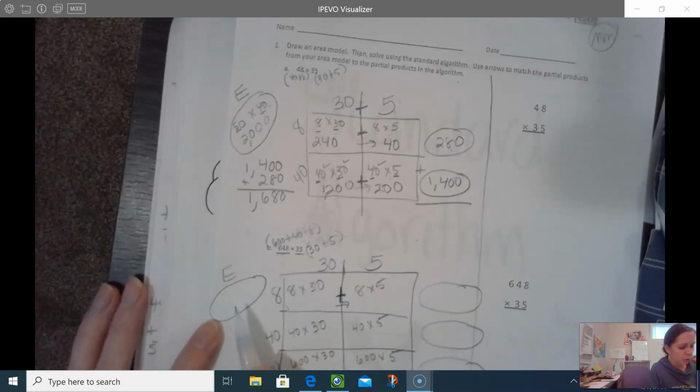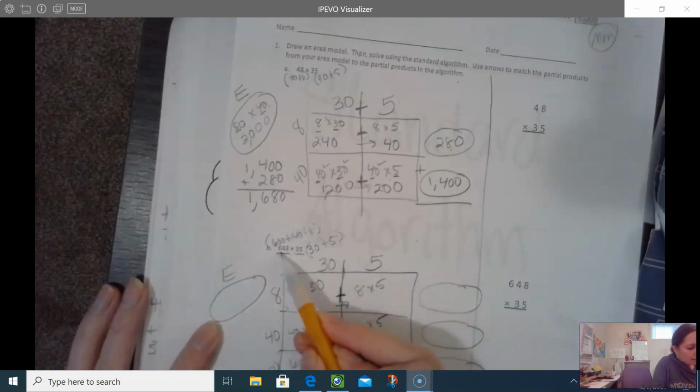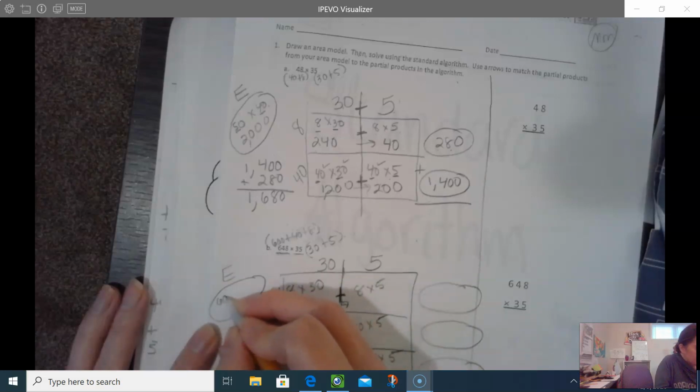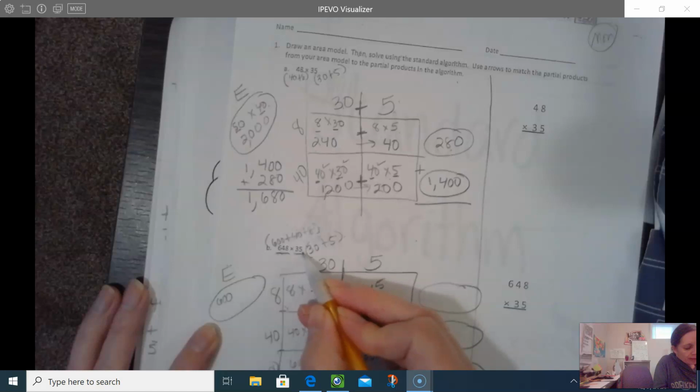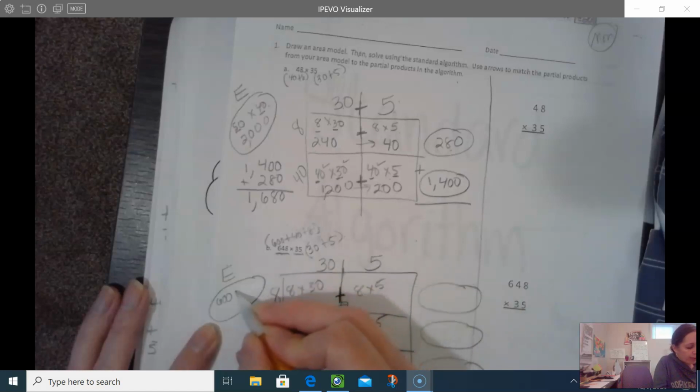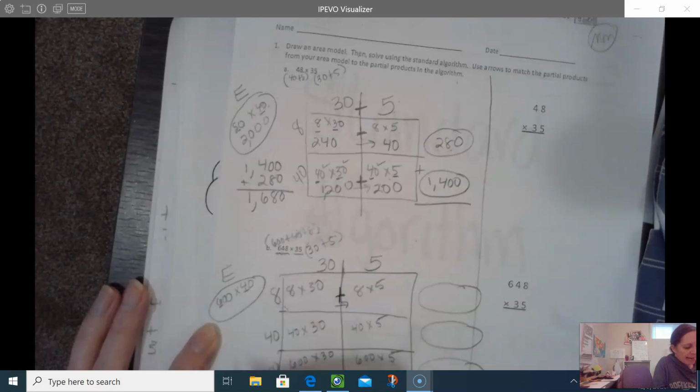Before we even start though, let's take a peek at what our estimate would be. If I go up to this 6 for 600, 648, nearest 100 would be 600. And then for this one, 35, that's really close to 40. It's kind of right in that middle where I would need to round up. I'm going to go right to the front end of this and multiply 6 times 4.